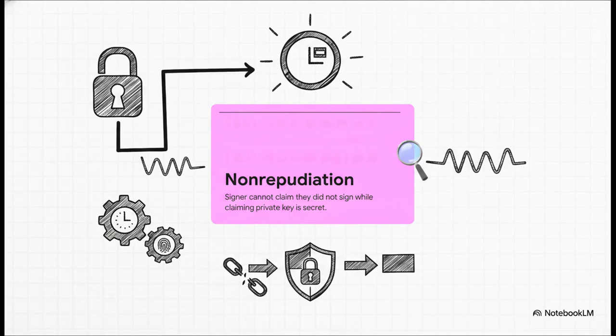The real-world stakes here are all about undeniable proof. This means the signer cannot successfully claim they didn't sign a message while at the very same time claiming their private key remains a secret. You just can't have it both ways. And to make it even more secure, some non-repudiation schemes use a timestamp. That means the digital signature remains completely valid to the exact time it was signed, even if the private key gets exposed or compromised somewhere down the line.